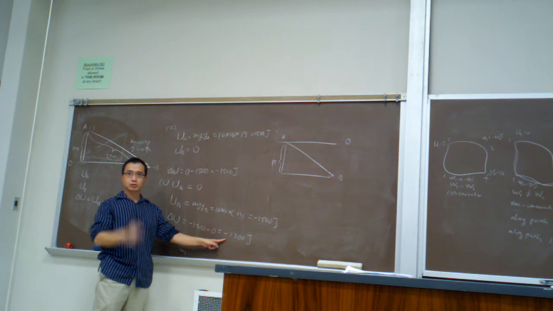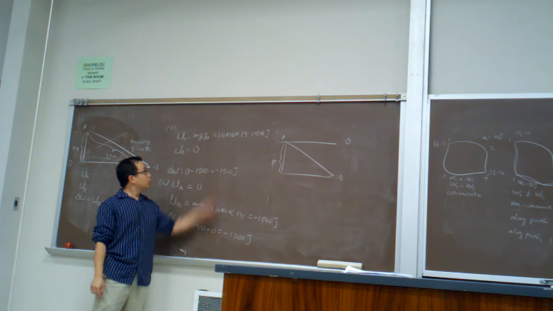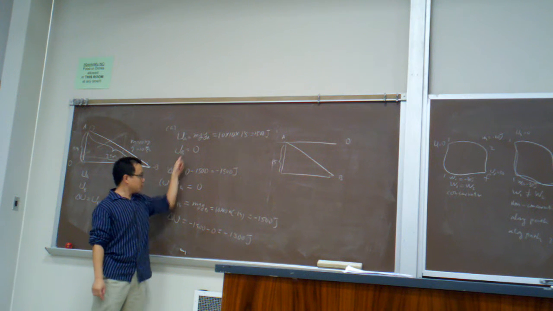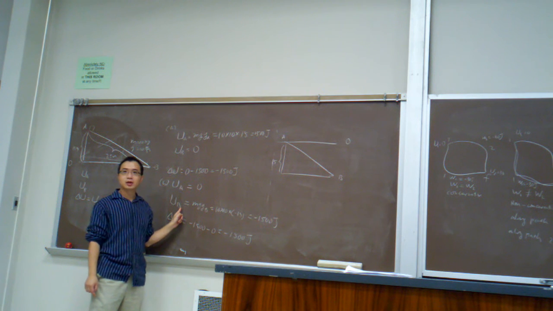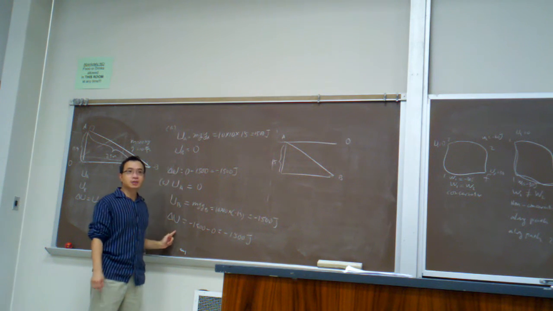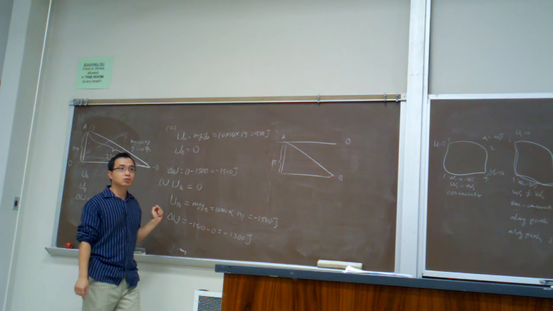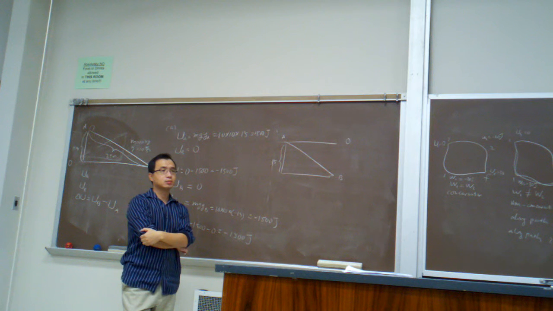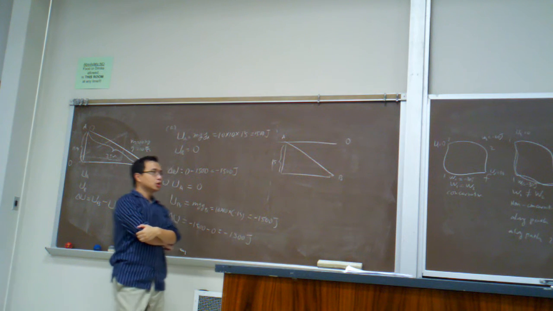Okay, question? But this UA is different from that UA. This UB is different from that UB. Delta U is the same. Okay. So, question? I don't understand why UA and UB are 0. Can you explain to me?